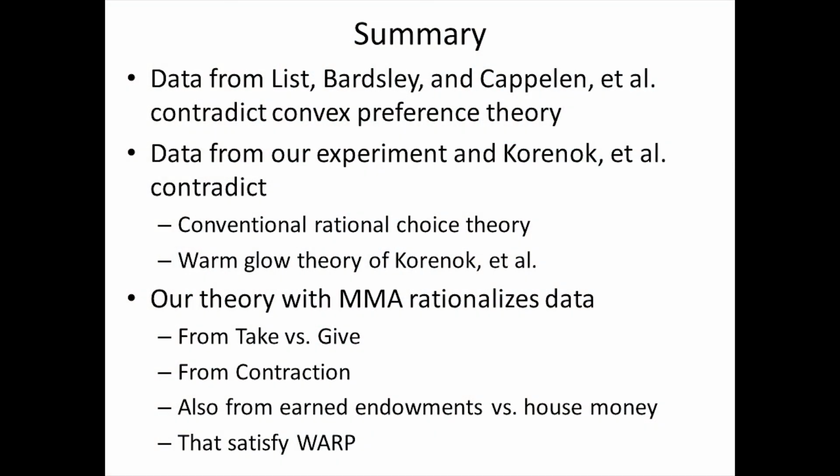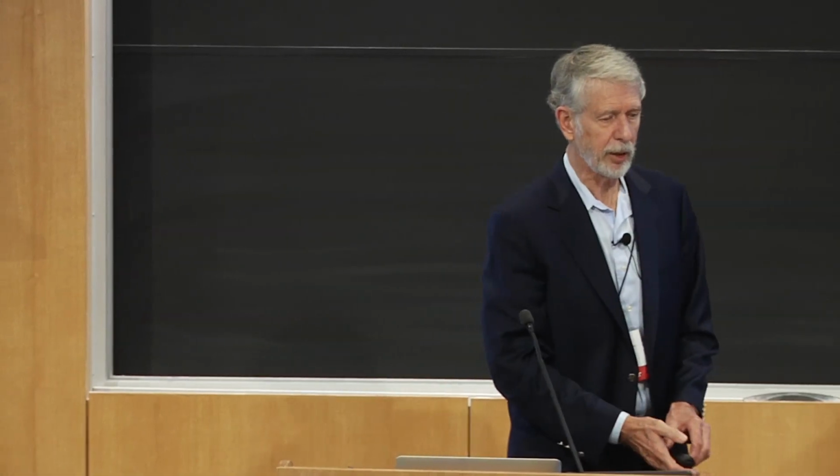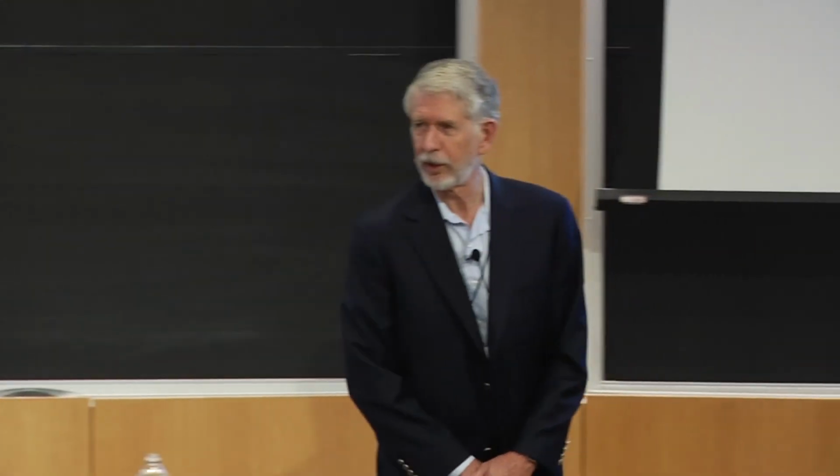Okay, summary. What do we do? Data from List, Bardsley, and Kaplan et al., and also a bunch of other experiments, don't contradict rational choice theory. They contradict this very strong case of convex preference theory. Data from our experiment and Cox, Servátka, and Vadovič contradict conventional rational choice theory and their own warm glow theory. Our theory rationalizes data from give versus take, from contraction, from earned endowments versus house money, and also MMA implies WARP, hence it can rationalize the Andreoni and Miller data. And I hope I didn't go over more than a minute or two. Okay, all right.